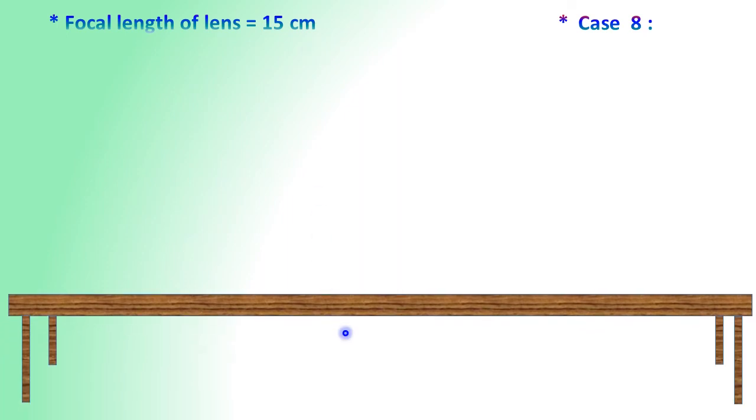In this case, number 8, I will place the object at a distance of 15 centimeters. The focal length of the lens is 15 centimeters. That means I will place the object at the focal point.